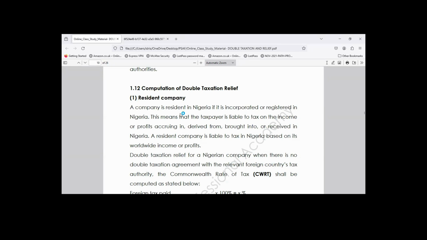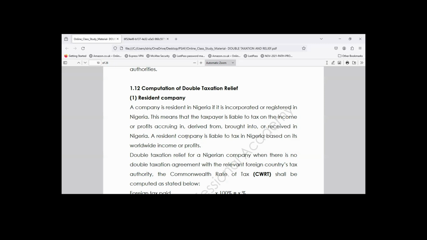Resident company is a company that's incorporated or registered in Nigeria through Corporate Affairs Commission. Any company that is incorporated or registered in Nigeria through Corporate Affairs Commission, CAC, that company has become a resident company. And profit of a resident company will be liable to tax in Nigeria. Now, if a resident company, a company that is registered and incorporated in Nigeria, now has a branch abroad, the profit of his branch abroad will also be subjected to tax in Nigeria.